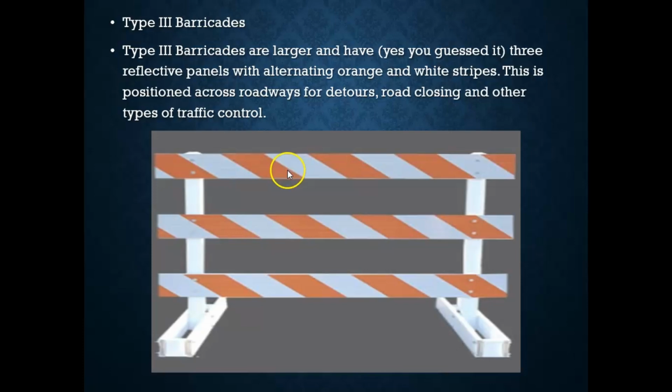Then we have the type 3. The type 3 barricades are larger and have 3 reflective panels with alternating orange and white stripes. They are at least 4 feet wide or larger, and they are most often used for road closing because of their size and visibility. Whenever you see this, it means the road ahead is closed. You see this kind of barricade for detours or road closures. That is when we use this type of barricade.